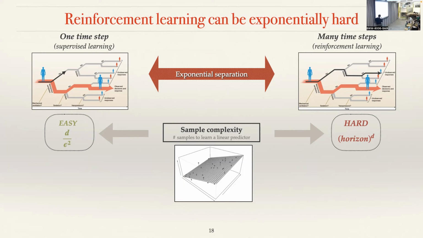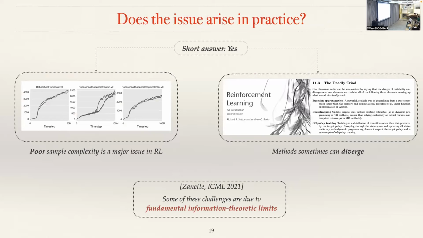As the horizon becomes longer, the problems can become exponentially harder. This doesn't mean that all problems are exponentially harder, but it does tell you that even problems that appear to be simple, the problems that should be linear, and so they should be easily learnable, you will not be able to find an algorithm that has guarantees even on those problems. And so for an algorithm to learn, there has to be some additional special structure. And indeed, poor sample complexity is a major issue in RL. And this issue is also related to divergence.